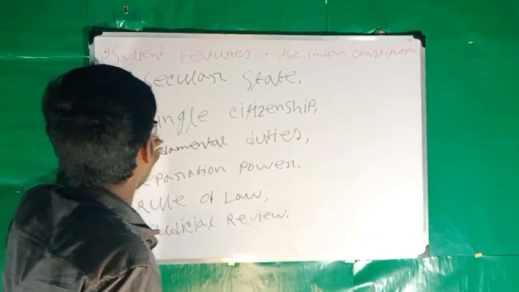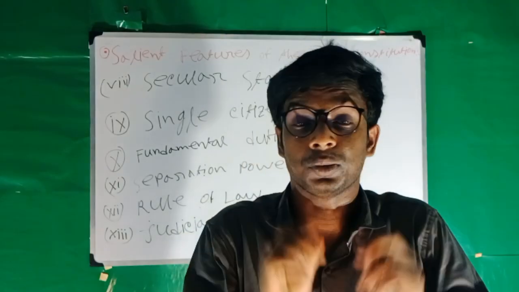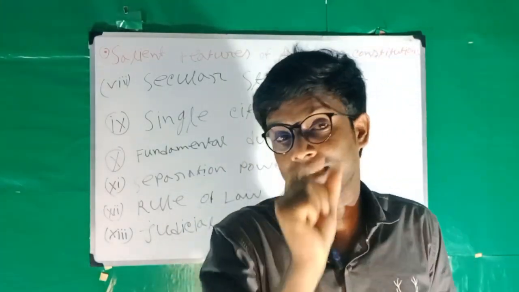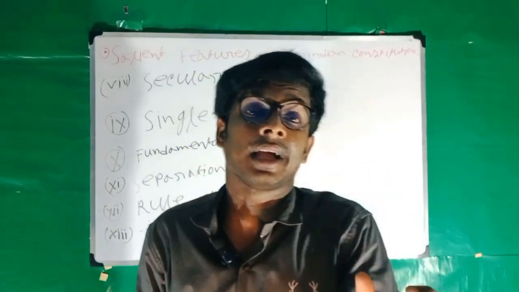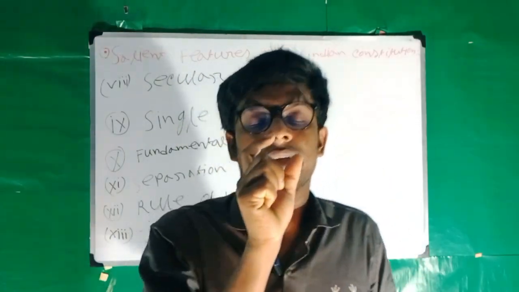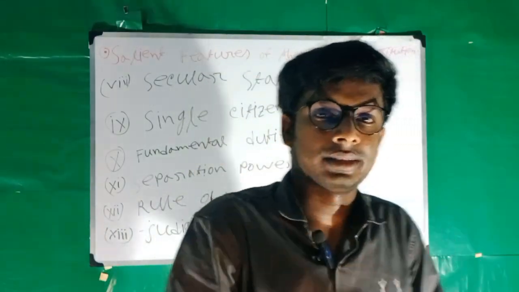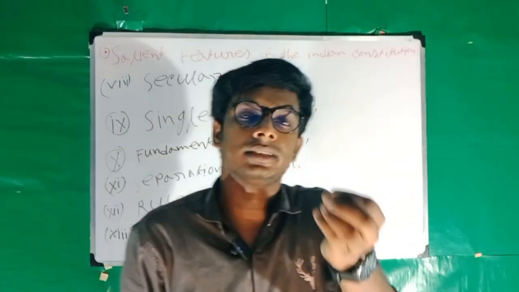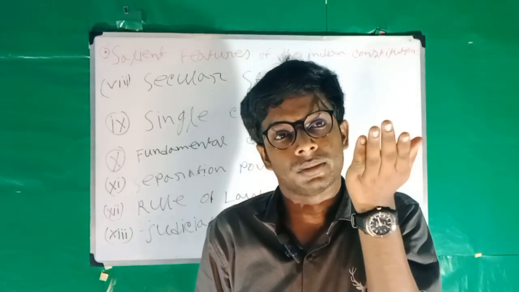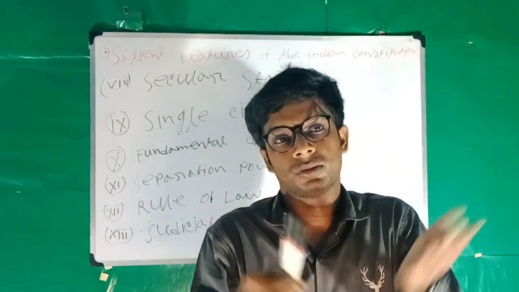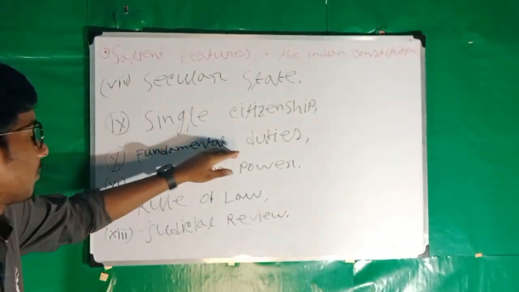Point number 9 is single citizenship. India has a single citizenship. We are citizens of India. But if you see other countries, like America, America has dual citizenship: one is citizen of America, and second is citizen of a State of America. That is dual citizenship. But India has a single citizenship. Whether on the Union side or the state side, on both sides we are citizens of India.